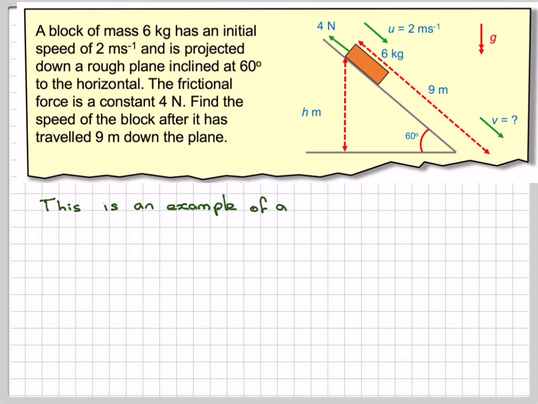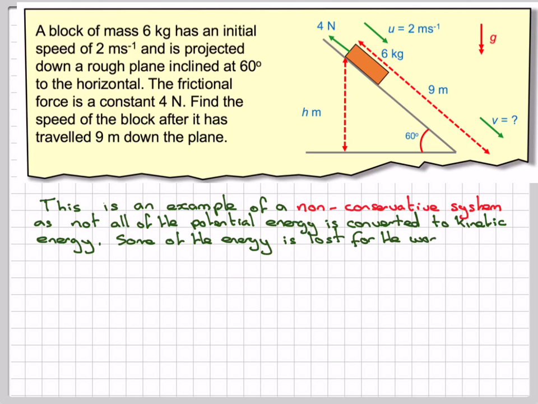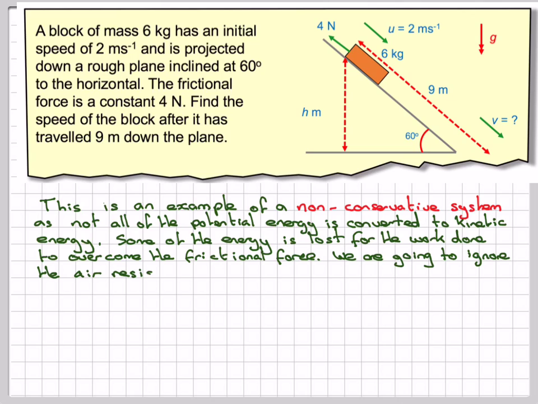This is what's known as an example of a non-conservative system, as not all of the potential energy is going to be converted to kinetic energy. Some of the energy is lost for the work done to overcome this frictional force here. And we're also going to ignore air resistance in this problem. So first of all, we calculate the initial potential energy that is going to be lost when it goes down this height.